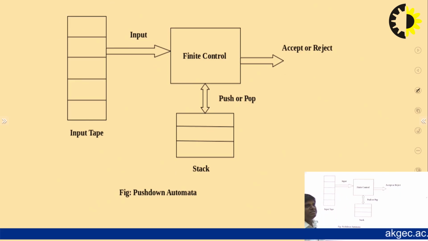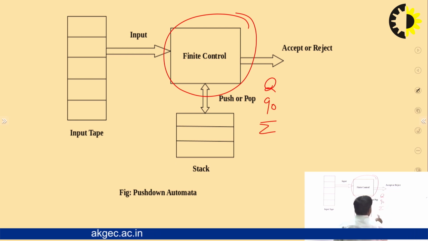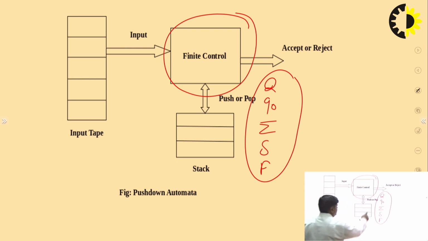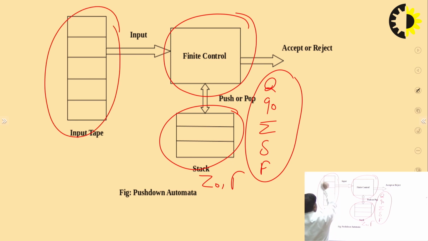This is the graphical representation of the pushdown automata. This is the finite control, and the finite control is made of the 5 symbols. Which 5 symbols? That is Q, Q naught, sigma, delta, and one more symbol, the final state. Now, this is our stack. In the stack there are 2 symbols, and this is our input tape where the string is inserted, and the finite control reads the input symbols one by one and transfers them into the stack, on the top of the stack.